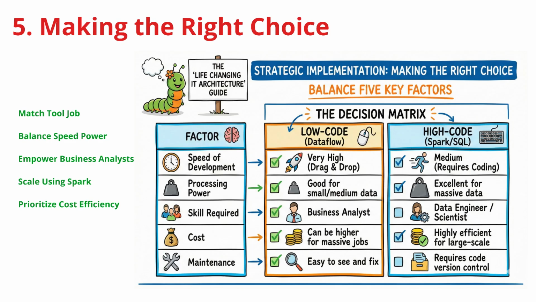However, when you're facing billions of rows, you need the heavy lifters. High-code tools like Spark and SQL offer unmatched processing power and cost efficiency at a massive scale. While they require specialized coding skills from data engineers, they provide the robust, scalable foundation needed for enterprise-level growth. The secret to Microsoft Fabric isn't picking just one tool, it's picking the right tool for the specific job.